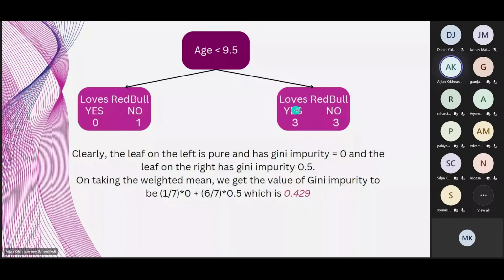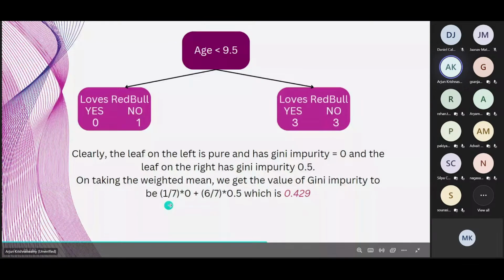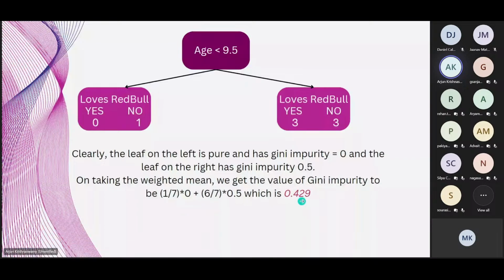And the Gini impurity value for this is 0, and it's pretty clear, it's a pure leaf. And for this, it's 1 minus (3/6) squared minus (3/6) squared, which is 0.5. So again, when we find the weighted average, and I'm sure you guys understood what weighted average is, this will give 0.429. So this is the Gini impurity for this split.